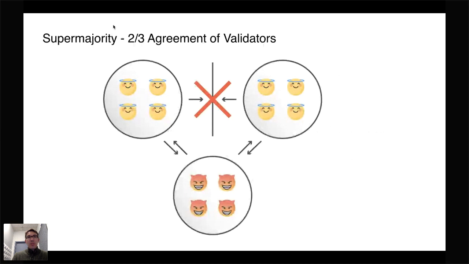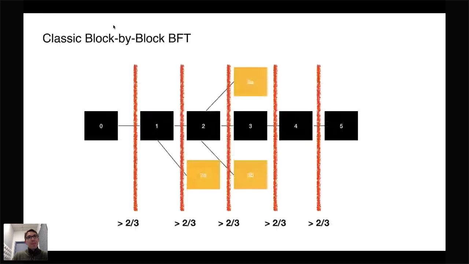Again, we need a 2/3 agreement of validators. We can have up to 1/3 of them either ignoring us or just hanging out and doing whatever. So there are other BFT systems that operate like this.